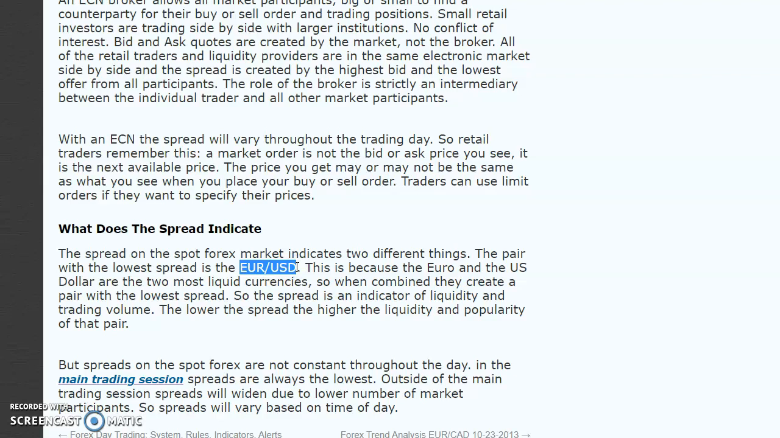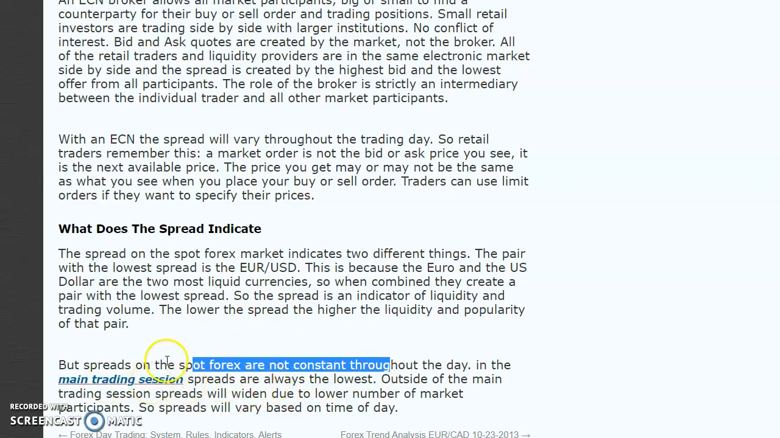Out of the 28 pairs that we trade, some spreads that we are working with are in the 4 to 5 range, but it's still not that much compared to the amount of pips that you can make. But the Euro USD will have the smaller spread because it's more popular, but that doesn't mean it's the only pair you can trade. You can trade all 28 pairs that we list on our trading system, and the spreads are reasonable on all of them, especially in the main trading session. Now, the spreads are not constant throughout the day, and in the main trading session is when the spreads are always the lowest.